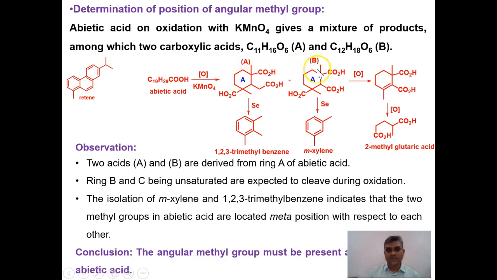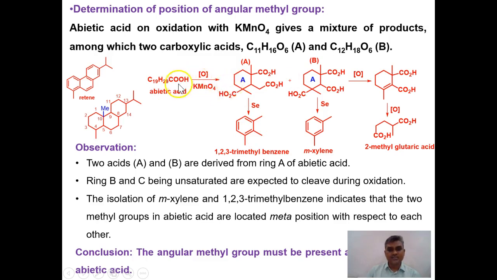The structures of A and B were proved, and subsequent dehydrogenation with selenium has given 1,2,3-trimethylbenzene as well as metaxylene. The relationship between 1 and 3 clearly indicates the presence of an angular methyl group at the 10 position. Then and only then we will get a metaxylene kind of product here. It's a metaxylene, and again 1,2,3-trimethylbenzene is formed.